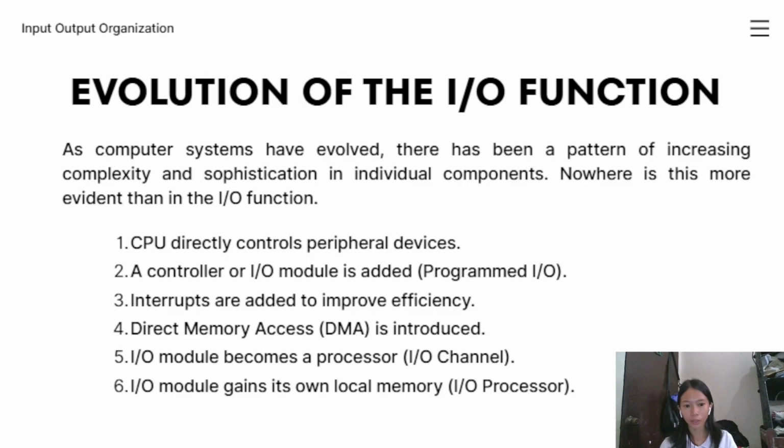Lastly, the input-output module gains its own local memory. It evolved into a full input-output processor with its own local memory and logic, capable of controlling many devices independently. So in short, as we move through each step, the CPU does less of the input-output work and the system becomes more efficient and faster.